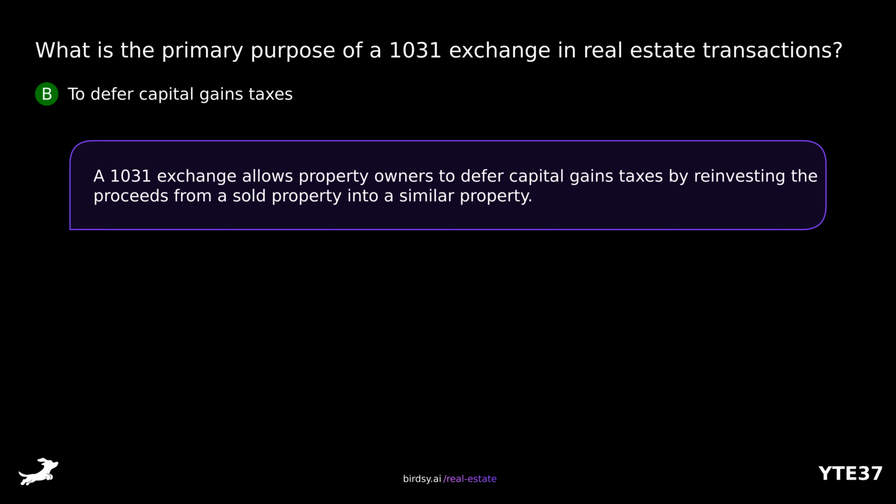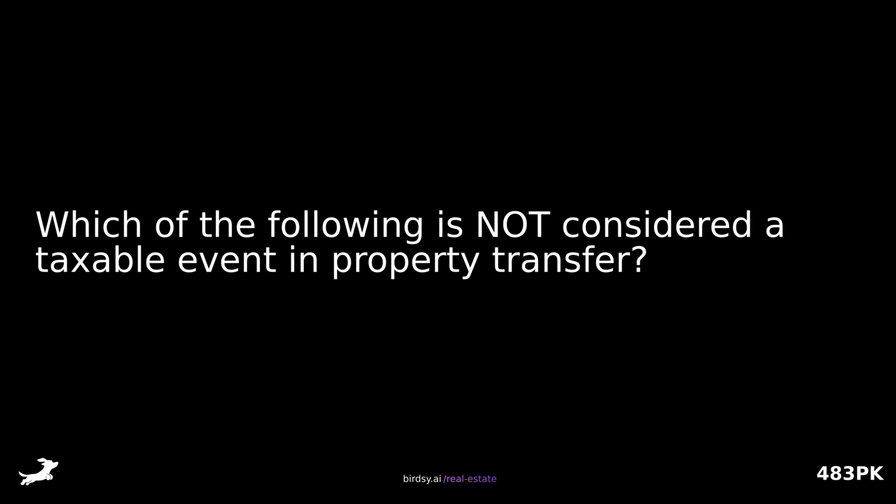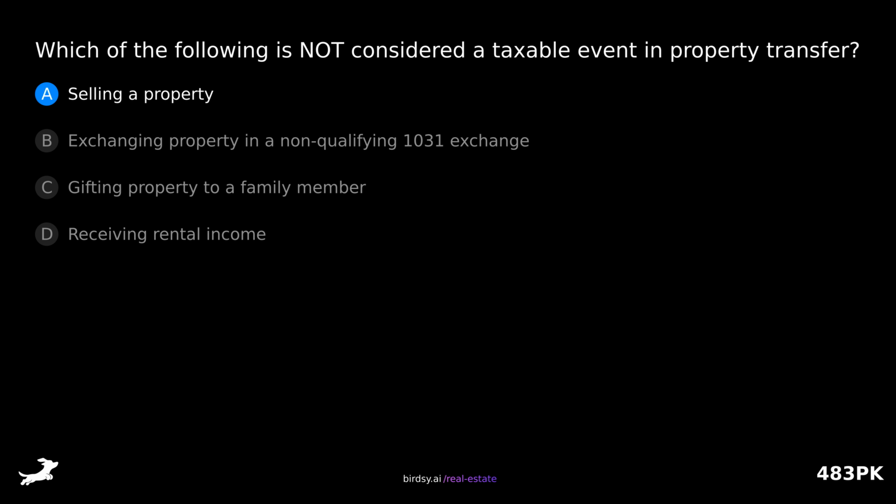A 1031 exchange allows property owners to defer capital gains taxes by reinvesting the proceeds from a sold property into a similar property. Which of the following is not considered a taxable event in property transfer? Is it A, selling a property, B, exchanging property in a non-qualifying 1031 exchange, C, gifting property to a family member, or D, receiving rental income?